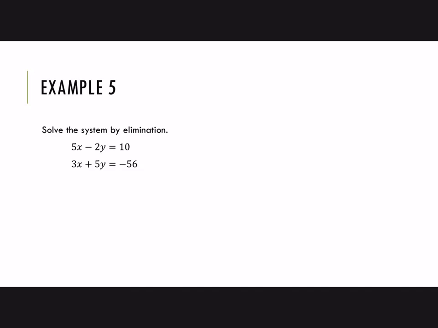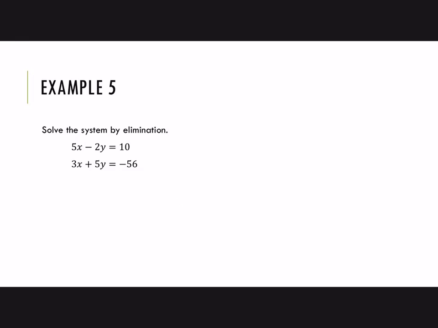Alright, a second algebraic method, solving by elimination. Okay, so in this case, what we want to do is try to add these equations in such a way that we get rid of one of the variables. Right? So like right now, if I just straight away tried to add these, if I added all the like terms, I'd have 5x and 3x is 8x, negative 2y and 5y is 3y, and then 10 minus 56 is negative 46. So what I end up with is an equation that still has an x and a y, neither one has been eliminated. Okay?